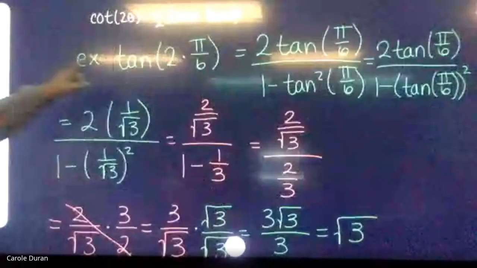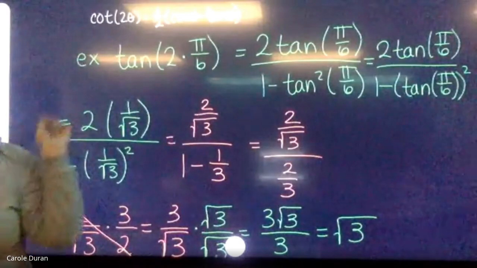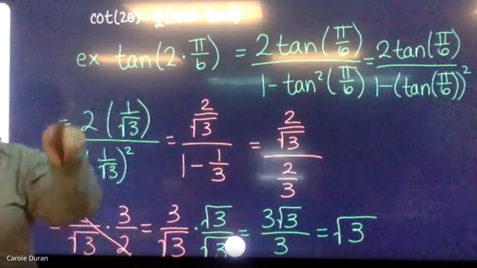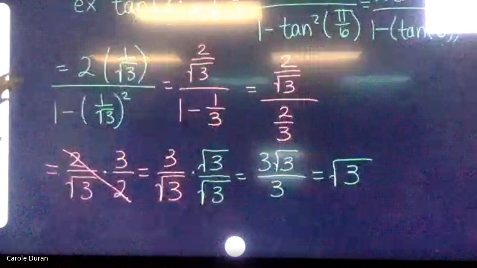Stop. What was pi over 6 equal to? What angle? 30. What's 2 times 30? 60. Go to your 60-degree angle. Slide over till you get to tangent. And what's tangent equal to? Root of 3. Square root of 3.